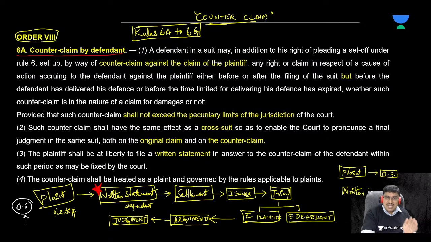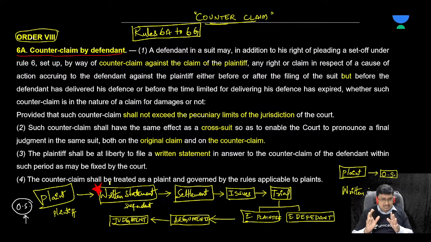Once the counterclaim has been filed by the defendant, then in answer to it, in order to put up a separate defense for the counterclaim of the defendant, the plaintiff shall have liberty to file his written statement within a period as may be fixed by the court. But as fixed for the written statement, that is 90 days, initially 30 days, or it may be extended up to 60 more days, up to 90 days a defendant can file his written statement. But in answer to the counterclaim, a plaintiff has liberty to file a written statement against the counterclaim of the defendant. For this, no statutory time is fixed by the court.